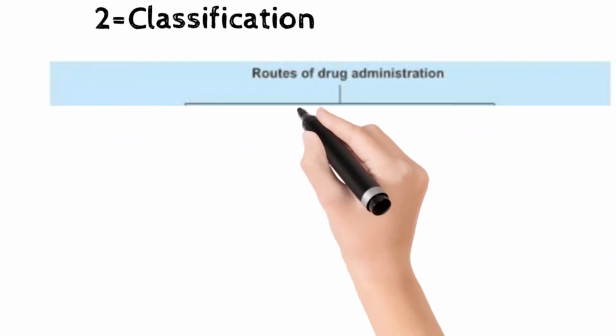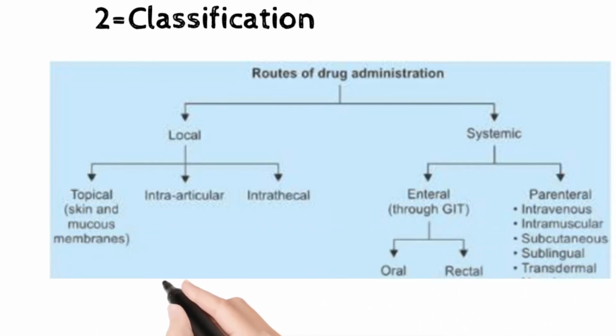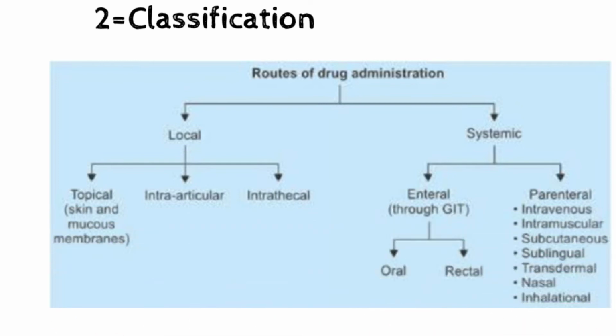In classification, routes of drug administration we classify into two, local and systemic. Local means at a localized site. Then we divide it into three: topical, intraarticular, and intrathecal. Topical into skin and mucosa, intraarticular into the joint, and intrathecal or intraspinal into the spinal cord.